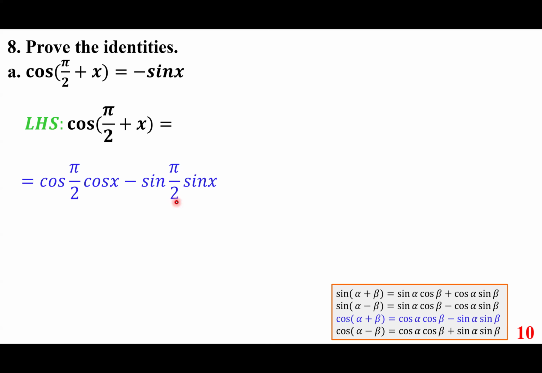What is cosine of pi over 2? 0. What is sine of pi over 2? 1. Replace them. This goes to 0, negative sine x, and that's the proof.